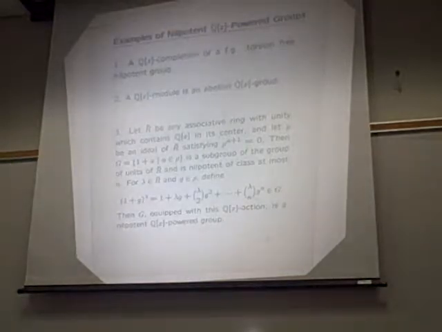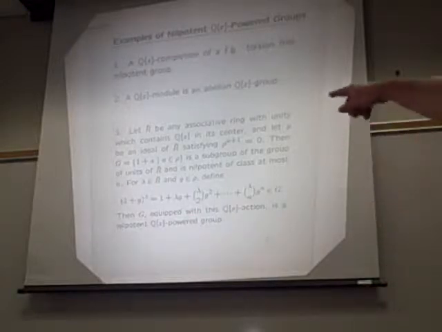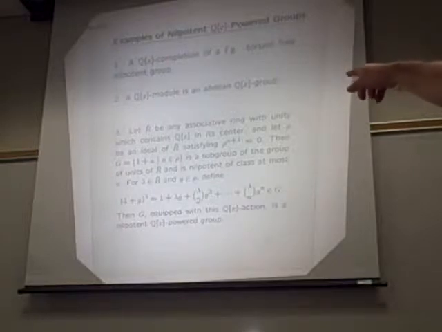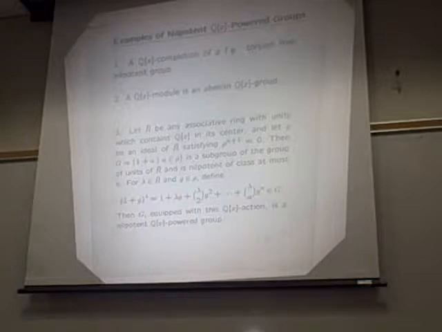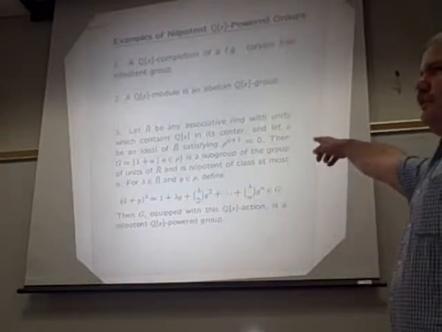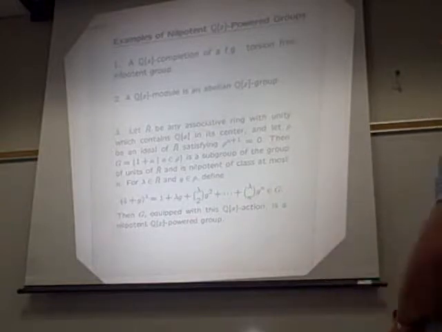So let's say you take any associative ring, and it has unity, and let's say that it contains QX in its center, and let rho be a nilpotent ideal whose exponent is n plus 1. And then it turns out that if you take this group G to be 1 plus A where A lies in rho, that's actually a subgroup of the group of units of R tilde. And it could be proven with a little bit of effort that that is actually a nilpotent group of class at most n, where n plus 1 is what kills the ideal. Okay? The way you prove that is by sweating it out.